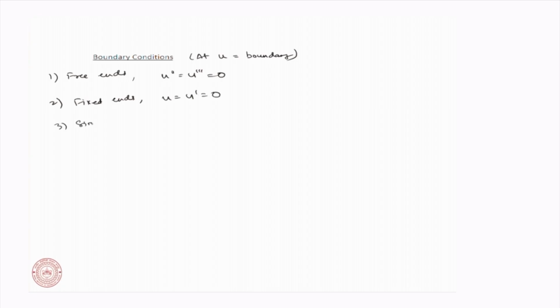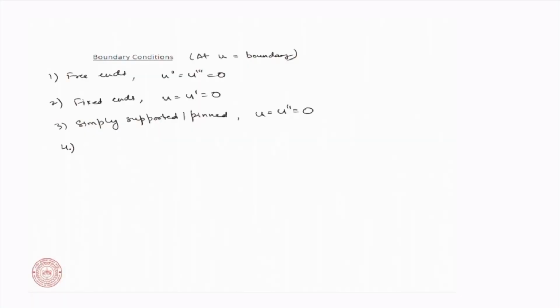Then if it is simply supported or pinned, in that case you will have u equals u double prime equals 0, right. So, you need 4 boundary conditions. One boundary can be free, one can be fixed, one can be pinned, both can be pinned, both can be fixed, or a combination of these, right.